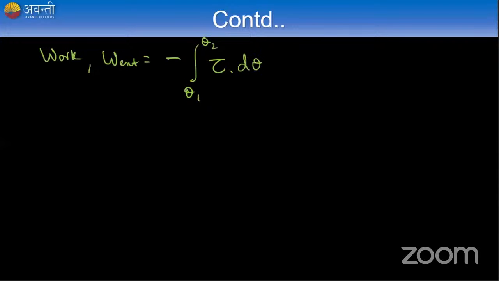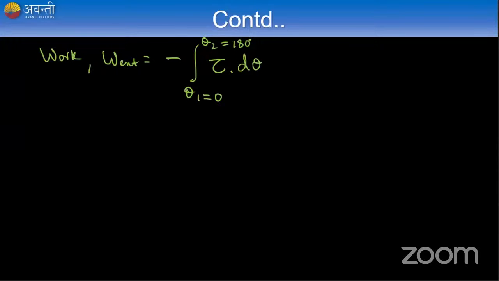So guys, what is my theta 1 here? 0 degrees or 180 degrees? Tell me, what is my theta 1 here? Theta 1 is 0 degrees and theta 2 is 180 degrees. I have to move from parallel to anti-parallel, right?